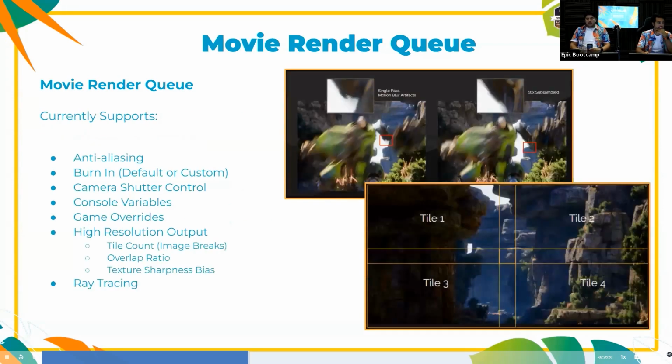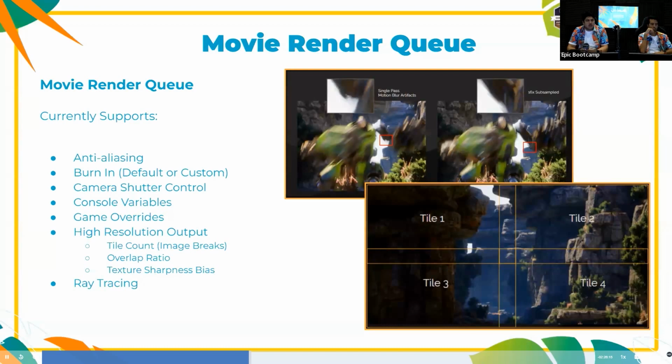So let's take a look at one of the benefits of the Movie Render Queue. Luckily, we have anti-aliasing. This is important. We have information about the burn-ins. You can add information to what is being rendered. This is useful when you are working in a project, you need burn-ins to know what date this shot was rendered, what is the version, etc. Also, we have camera shutter control.